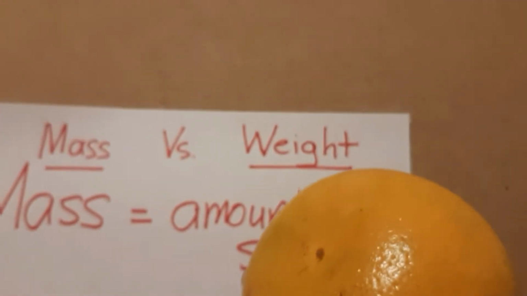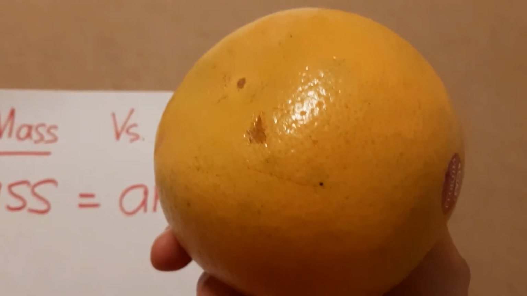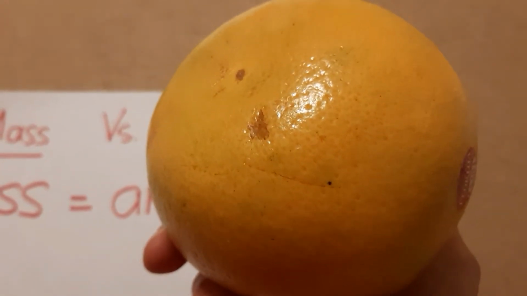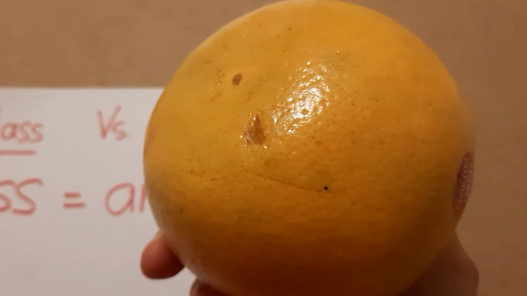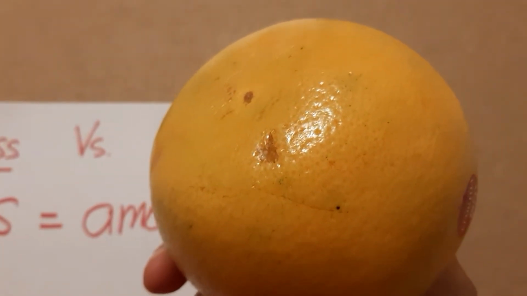Now, this is where weight and mass are different. If I were to go to the moon and I take my lovely grapefruit with me, the grapefruit is not going to change size. The mass will be the same. The weight, however, will be different on the moon because the moon's gravity is different than the Earth's gravity.